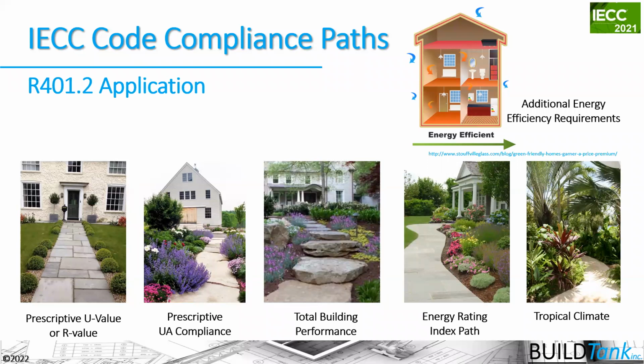And then in the 2021 code, the tropical climate zone was added, and there's a compliance option for that climate zone as well. And regardless of the compliance option that you choose to demonstrate compliance with this code, there are also the additional energy requirements of the code that you need to do. So in this new section, R401.2 Application, it talks about these different compliance options instead of having a specific prescriptive section of the code. It's set up that way now.